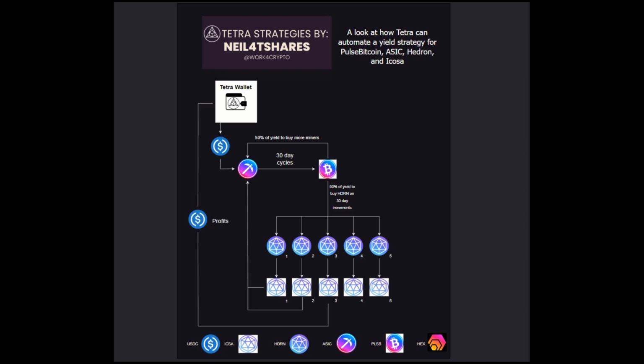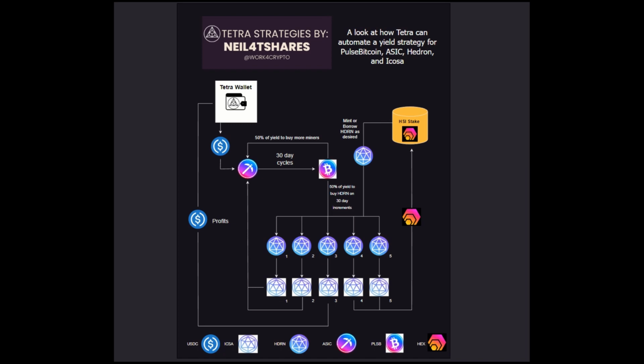Now, with Tetra, I can program all this to automatically happen. So in the 3rd month, once the Icosa's staking contract is due, it'll automatically then redeploy some profits back to my Tetra wallet.